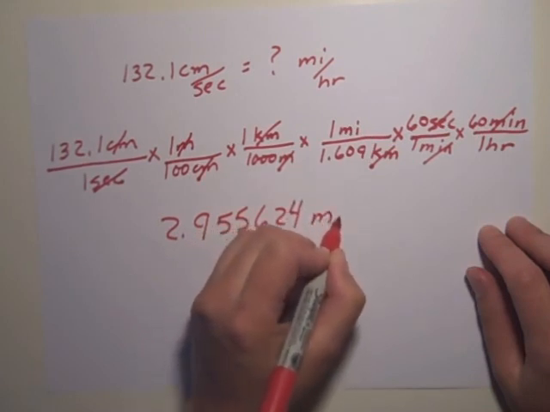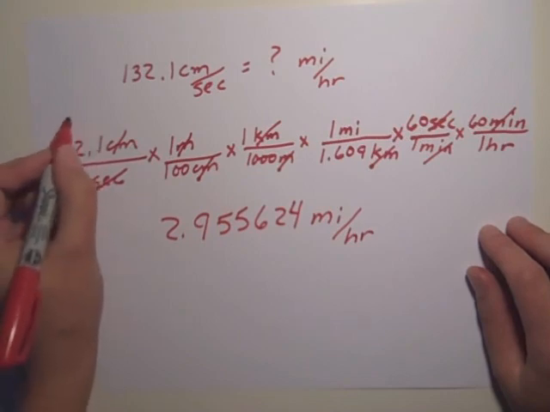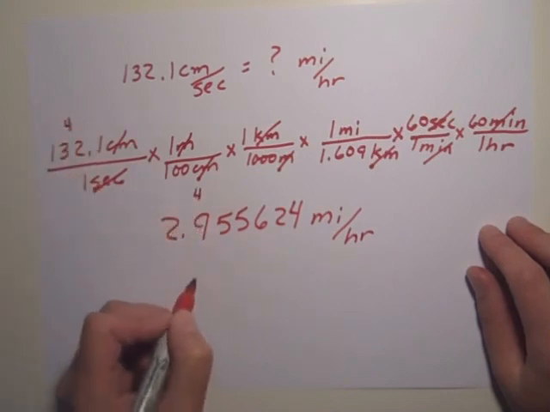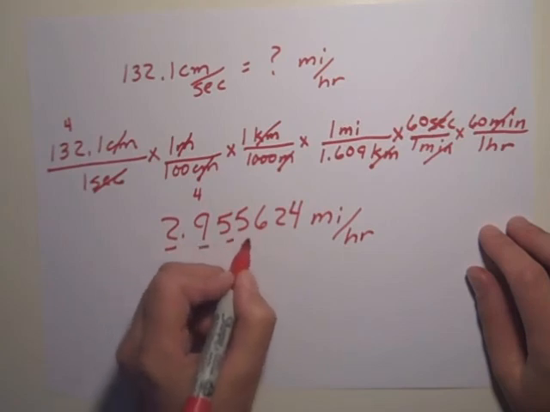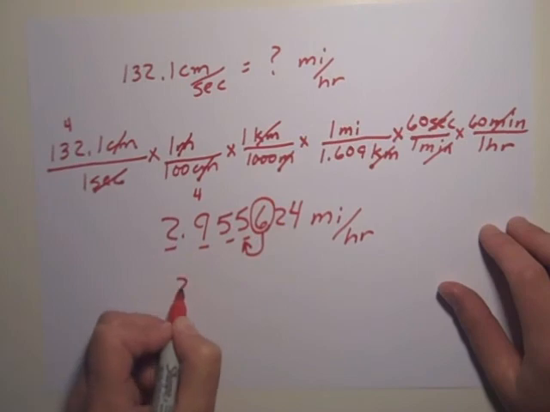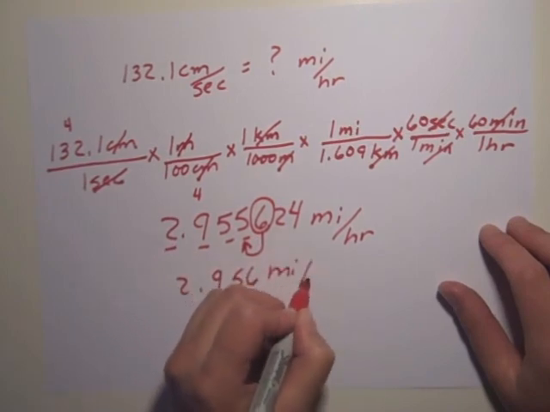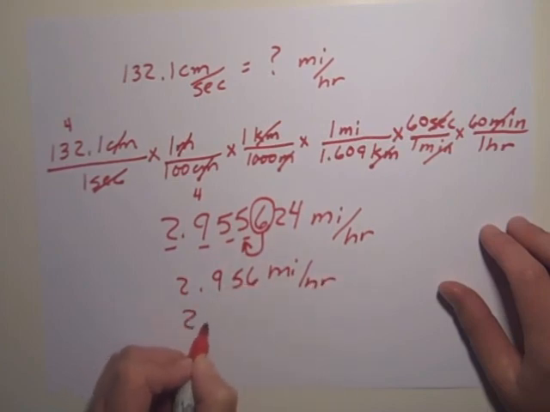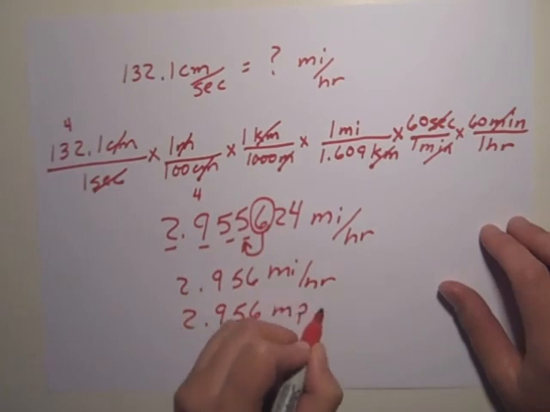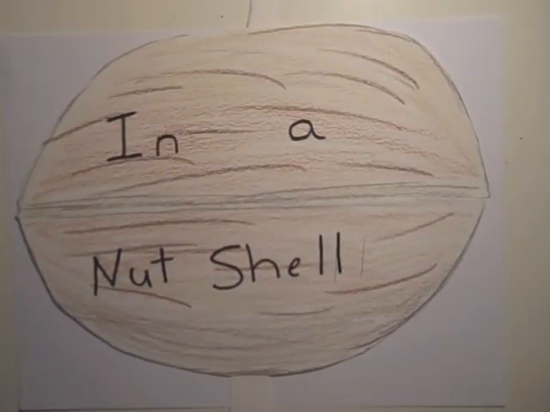2.955624 miles per hour. Our original number has 4 significant figures, so our answer must also have 4. 2.955. This 6 being above 5 rounds the 5 up, 2.956 miles per hour. Or how we often see it in the United States, 2.956 mph. And that's dimensional analysis in a nutshell.